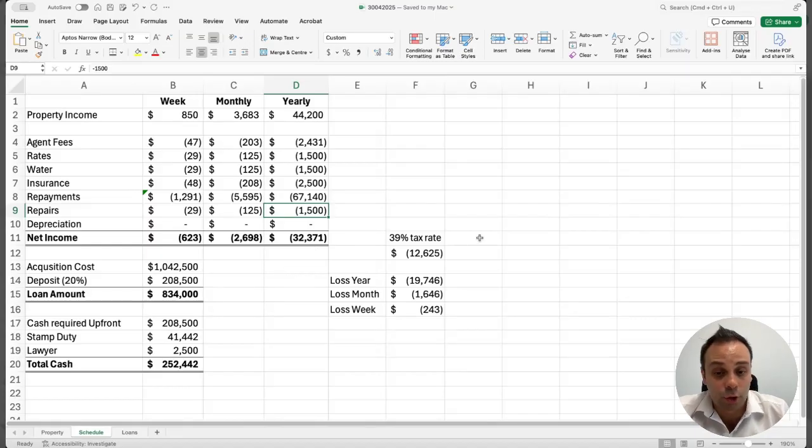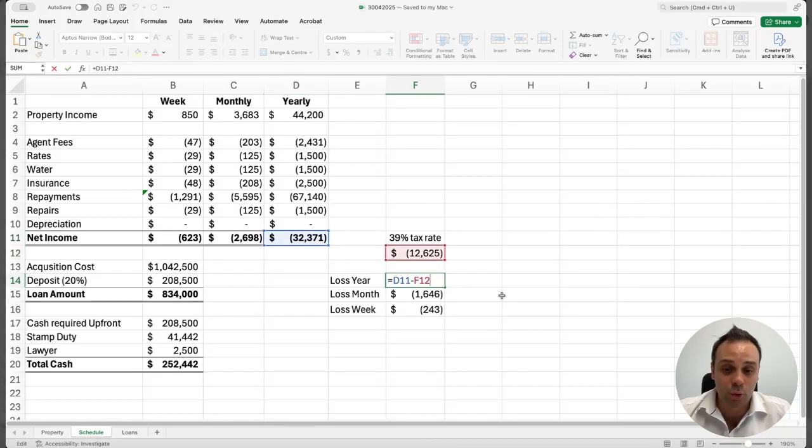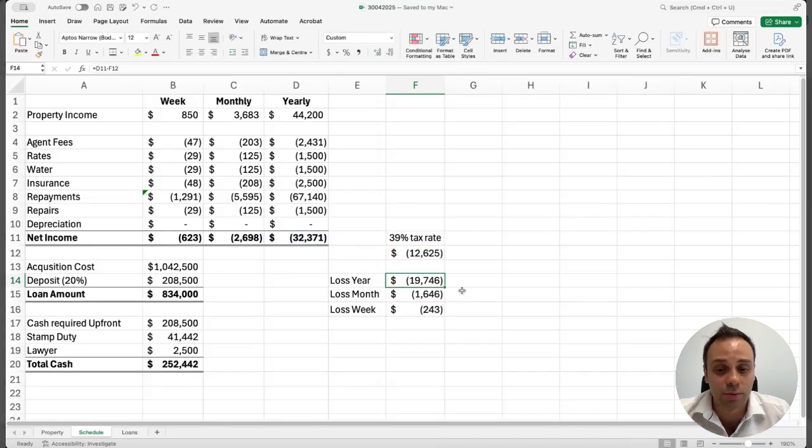If you are on the 39% tax rate, which is the $120,000 to $200,000 income tax bracket, you're going to get 39% of that back in terms of a tax refund. You're left with $12,000, $12,500 basically of a tax refund from the 32. But at the end of the day, you're still losing about $20,000 per year.